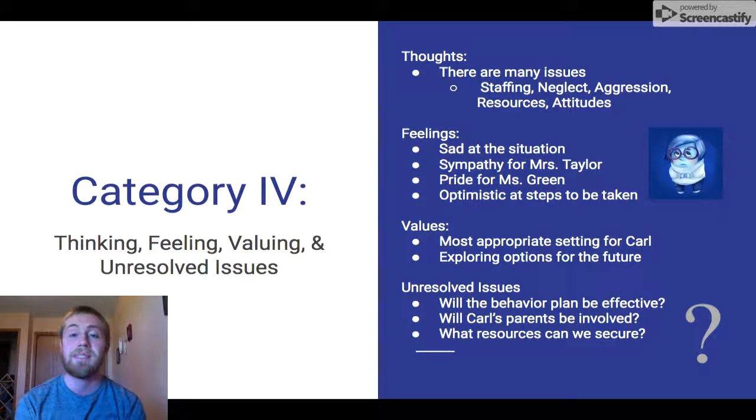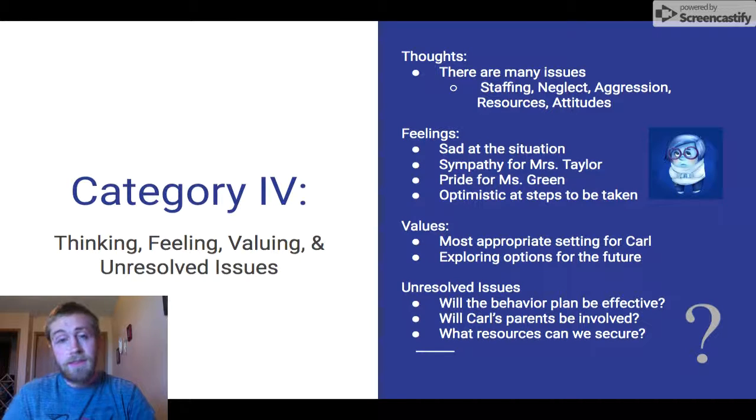Some of the feelings I had, again, this was a sad case to read. Poor Carl, poor Mrs. Taylor, poor parents. Yeah, divorce is just such a real thing that can be a very, very hard time for families. I felt also proud for Miss Green for sticking to her beliefs and trying to help find the best environment for Carl to learn in. And I felt optimistic at some of the steps that we could take to try to help this kid out and to help resolve the issues. What I valued most was finding the appropriate setting for Carl, so where he is going to find success both academically and really making sure that his well-being is in mind when addressing these issues.